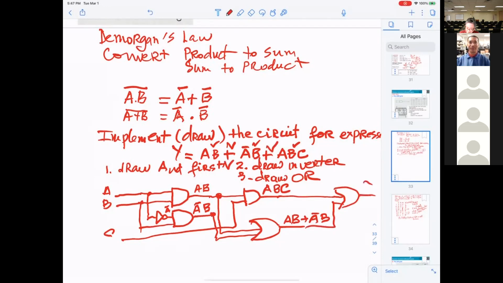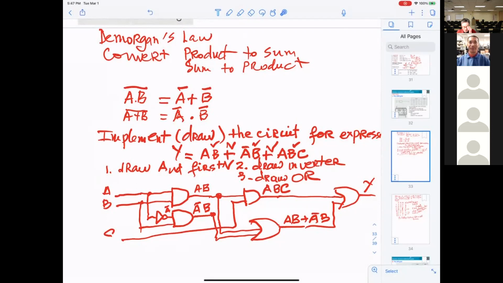And that will be Y. That's how we implement the circuitry. I just try to let you know how to do it, but you don't have to do it. The thing is you get a simulation. Okay, that's easy for you. So any question on this thing?